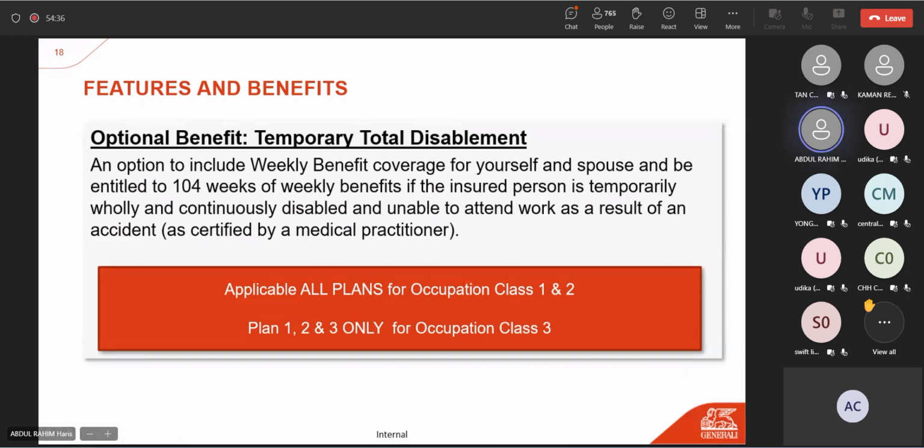There is the optional benefit, temporary total disablement. This one is a weekly benefit cover for the insured up to 104 weeks if the insured is temporarily disabled and unable to attend work as a result of an accident. Obviously, this needs to be certified by a medical practitioner.